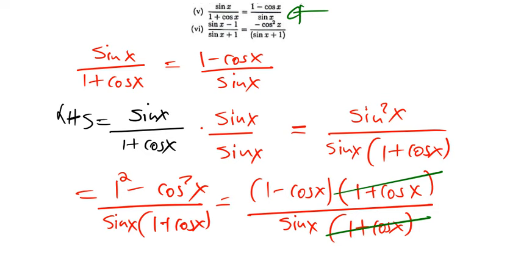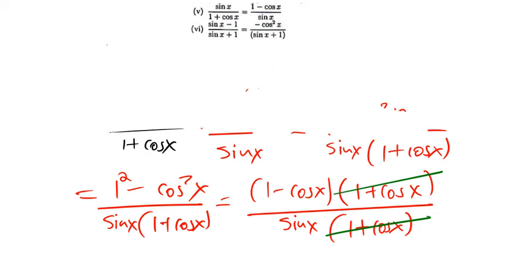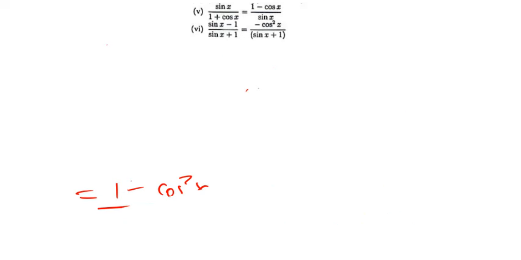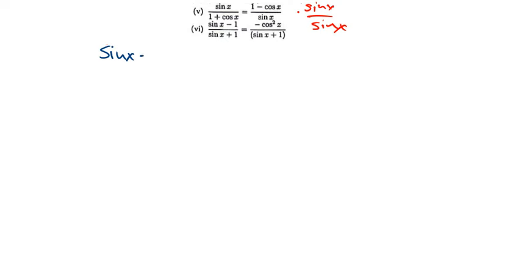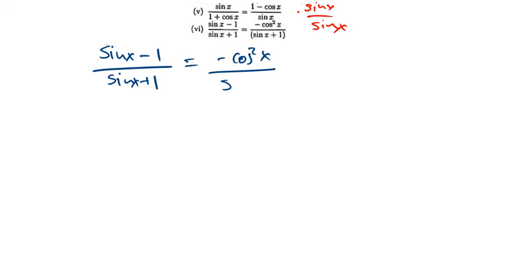And I think even if you start with the right hand side, eventually you can still come up with a result. I think for the other part, you'd have to multiply by sine x again, except the difference of two squares this time around will be on the bottom. For the last one, we have sine of x minus 1 over sine of x plus 1. This is equal to negative cosine squared of x over sine of x plus 1.